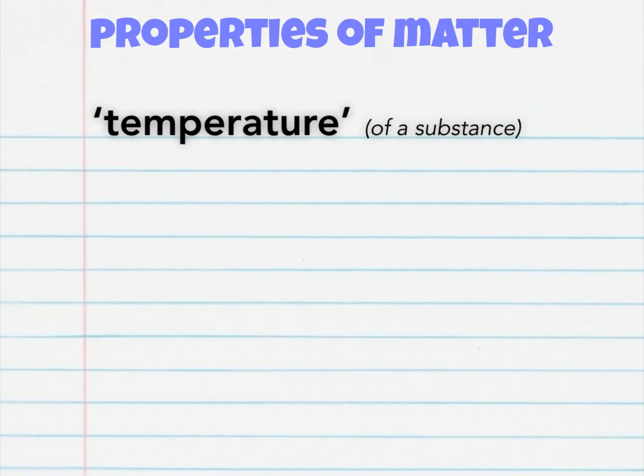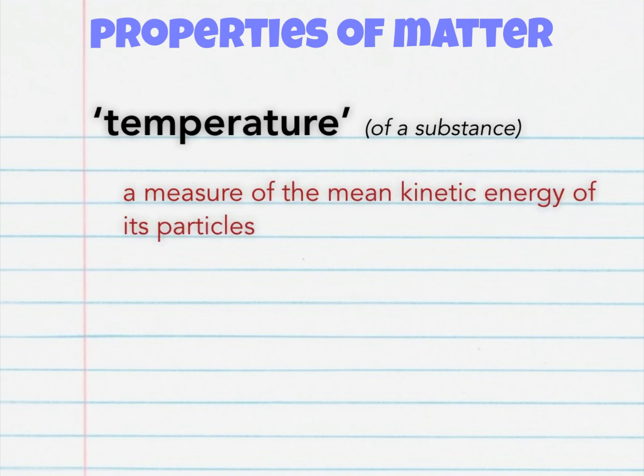Next up is the one definition in this video where an equation isn't used to remember it. Temperature. Here you'll just need to know that the temperature of a substance is a measure of the mean or average kinetic energy of its particles.